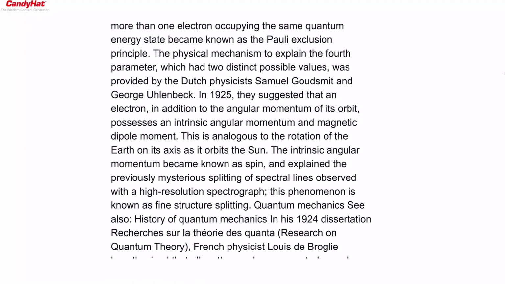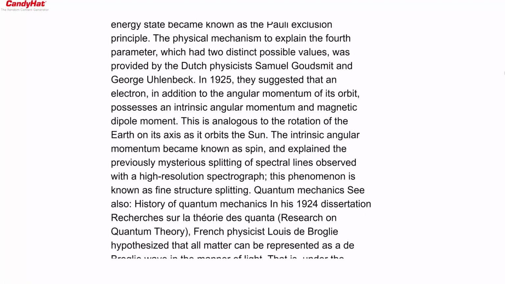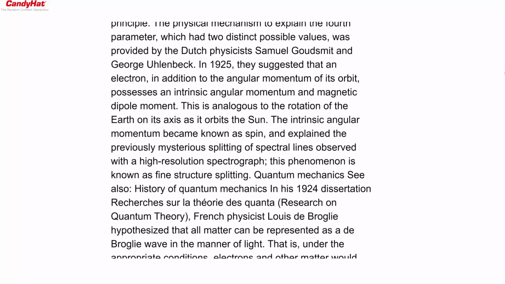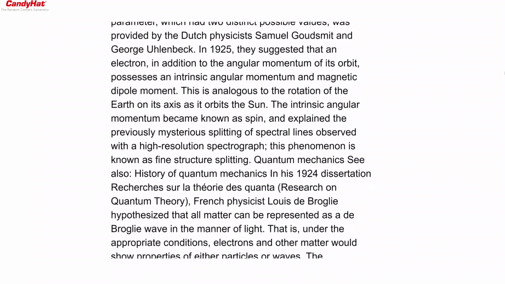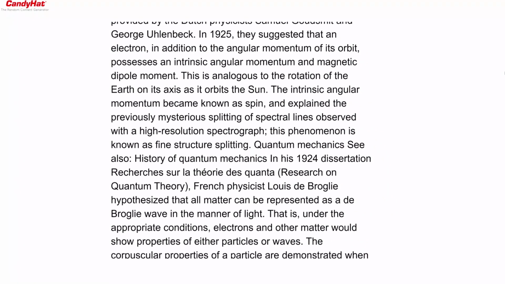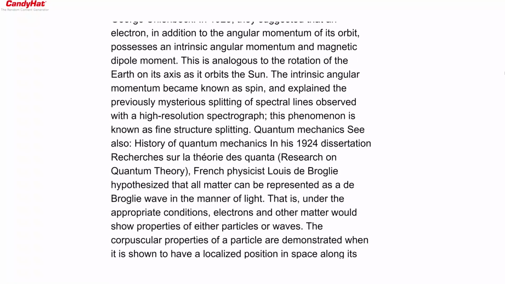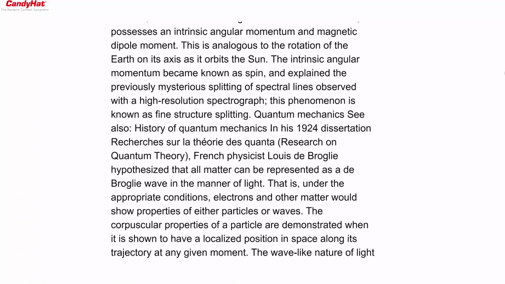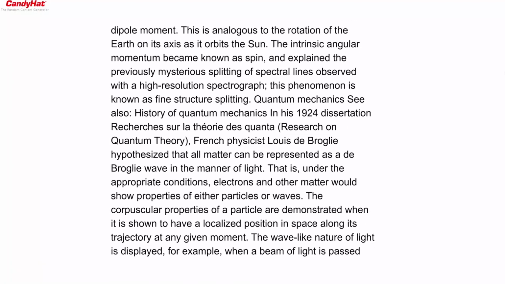In his 1924 dissertation Recherches sur la théorie des quanta, Research on Quantum Theory, French physicist Louis de Broglie hypothesized that all matter can be represented as a de Broglie wave in the manner of light. That is, under the appropriate conditions, electrons and other matter would show properties of either particles or waves. The corpuscular properties of a particle are demonstrated when it is shown to have a localized position in space along its trajectory at any given moment.